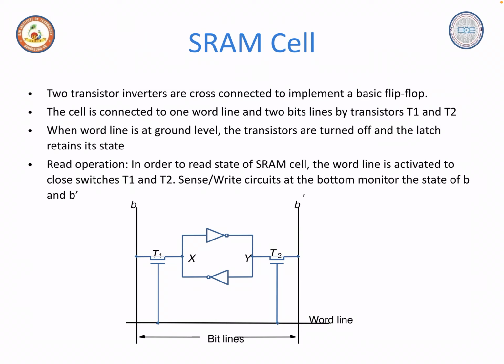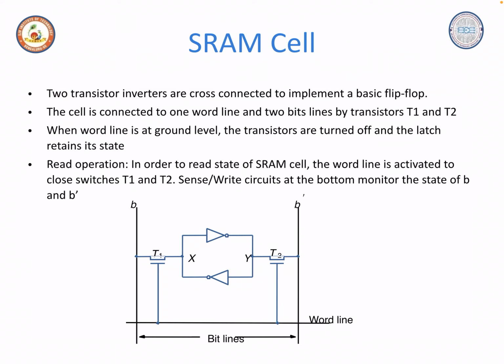If the word line is at ground level, these two transistors are turned off, and the positions of x and y are retained as 1 and 0. So you have two operations that you can perform, that is read operation and write operation. Coming to read operation, in order to read the state of the SRAM cell, first you need to activate the word line to close the two transistors T1 and T2.